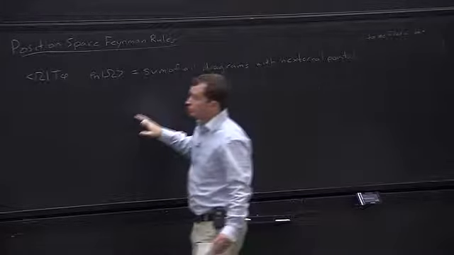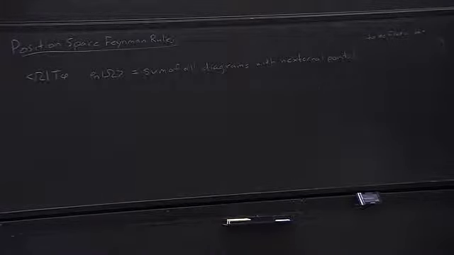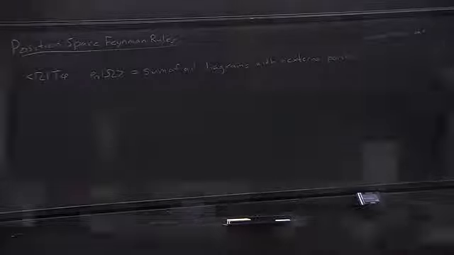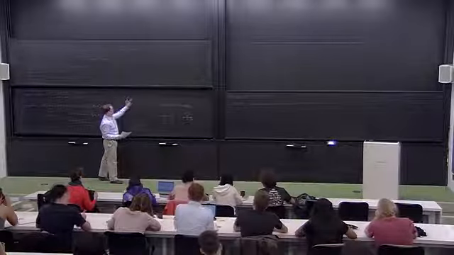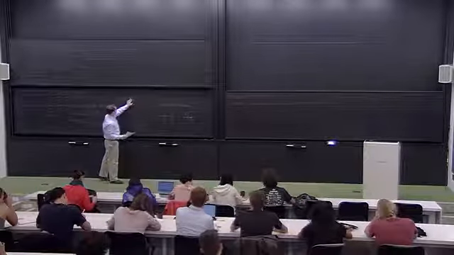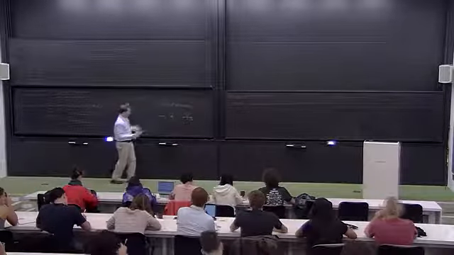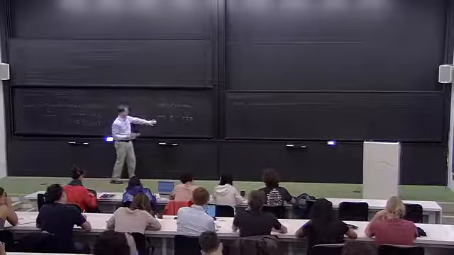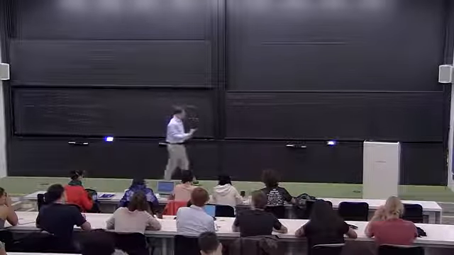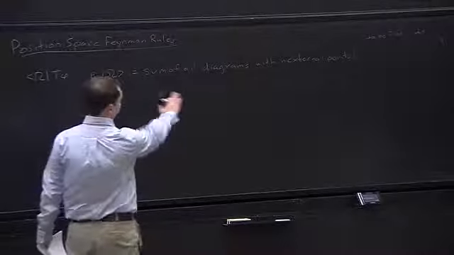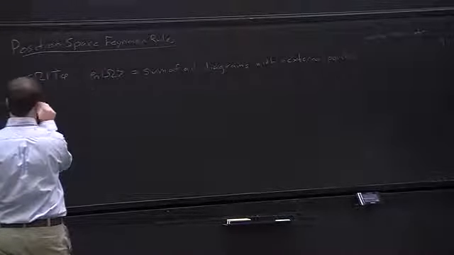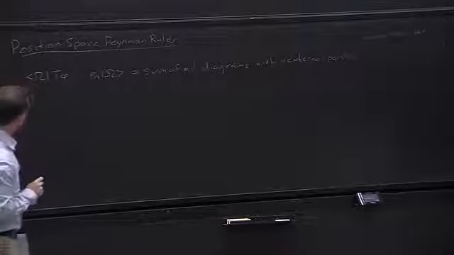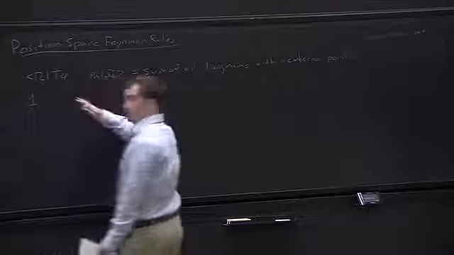So we can guess, if we had more than 2 points here, we'd have more than 2 fields out front, and that means we'd have more than 2 external points. External points are the ones that are not integrated over. So that's our first attempt at which diagrams contribute. So this will be modified. Everything else will not.